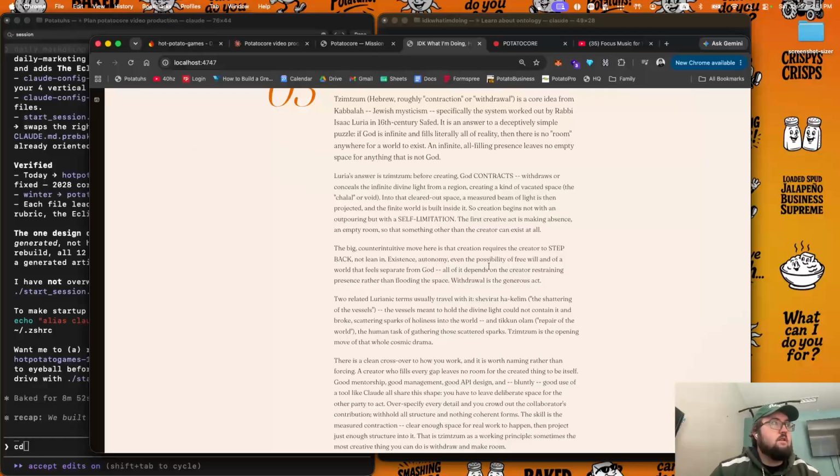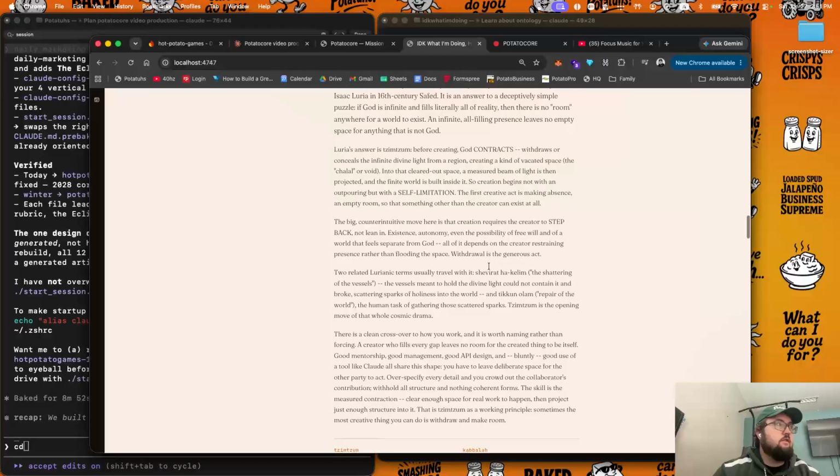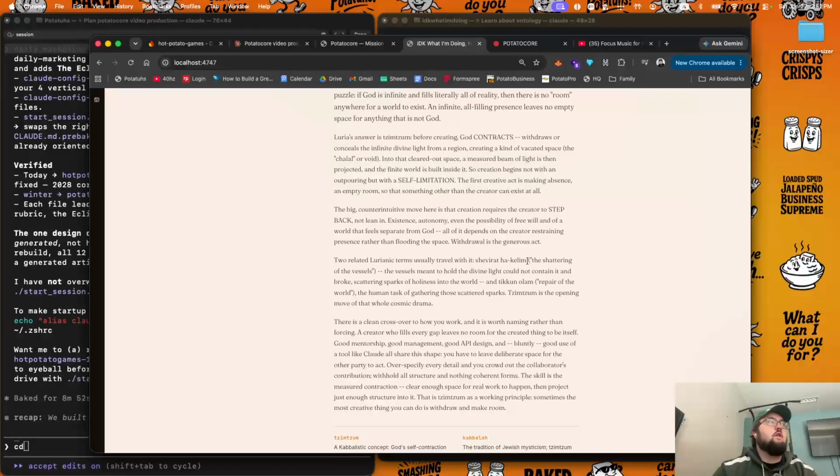The big counterintuitive move here is that creation requires the creator to step back, not lean in. Yeah. I could go off on a tangent there. Existence, autonomy, even the possibility of free will and of a world that feels separate from God, all of it depends on the creator restraining presence rather than flooding the space. Withdrawal is the generous act, because without that, there's no room for us.